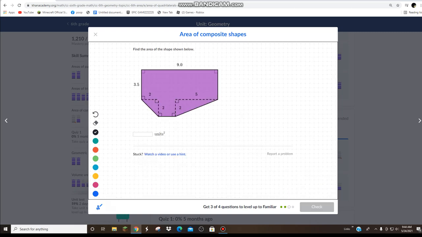Ooh, this looks like a trickier one. Alright, so let's break it down now. What we got. Whoa. So, we have 9 across. Let's just start with a smaller shape, you know? That might be nice to do.